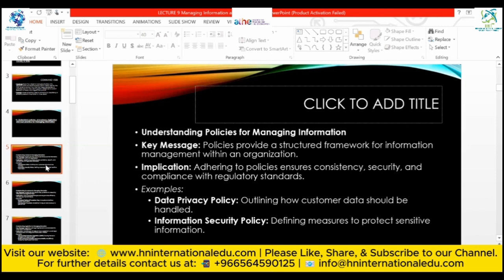Now they are called consistency, security, and being compatible with the standards set by the authority, the standards set by the government. For example, a data privacy policy, outlining how consumer data should be handled, and an information security policy, defining measures to protect sensitive information. Sensitive information could be of the patients, could be of the people living in a corporate society, even in a society where there is a link of an army.